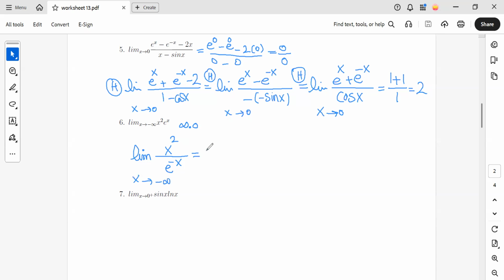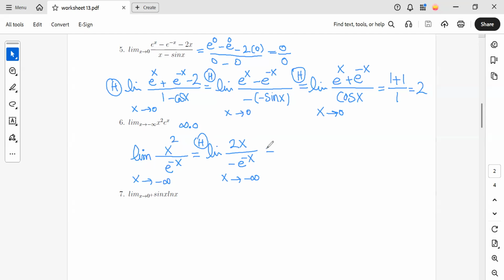In here, if we write x squared over e to negative x, when x is approaching negative infinity, we would see that it would be infinity over infinity. Now we can use L'Hopital. So limit, derivative of x squared is 2x, derivative of e to negative x is negative e to negative x, when x is approaching negative infinity.